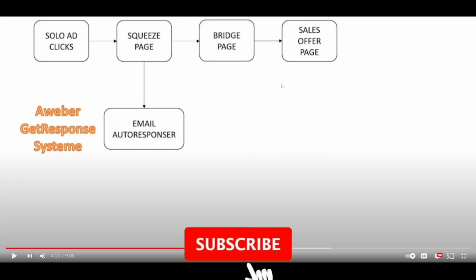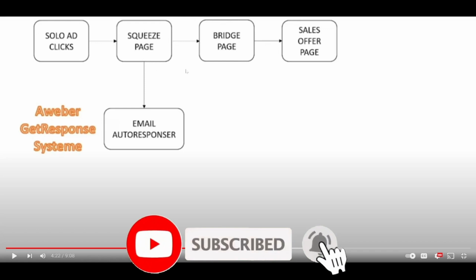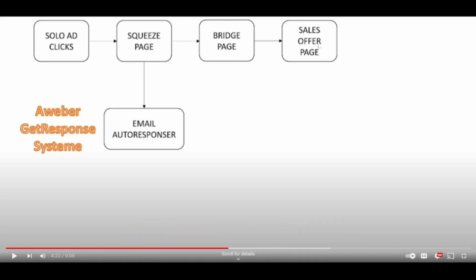We have discussed squeeze pages. We also discussed the bridge page. And in the last training, we discussed the sales offer page, whereby you can get different offers, especially the low ticket offers from places like Warrior Plus, Explodely, so on and so forth. Now in today's and subsequent training videos, we're going to talk about email autoresponders. Different email autoresponders that we discussed include things like AWeber, Getresponse, and System.io.